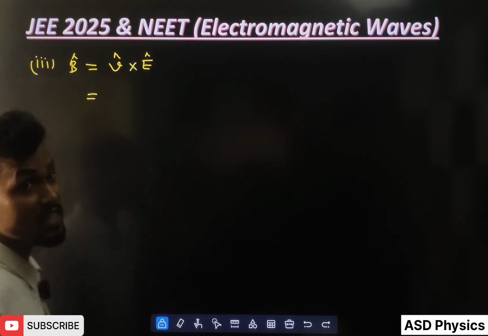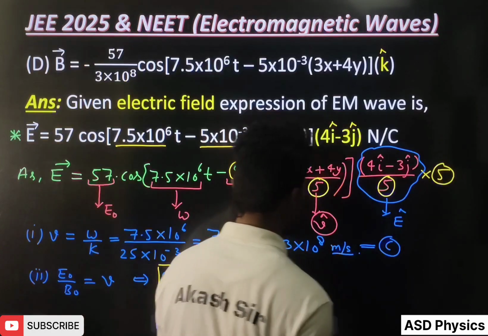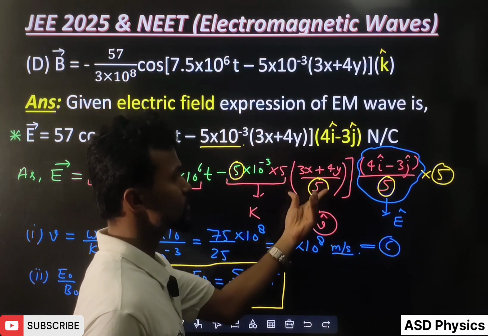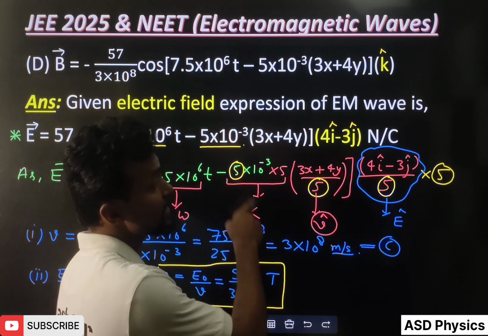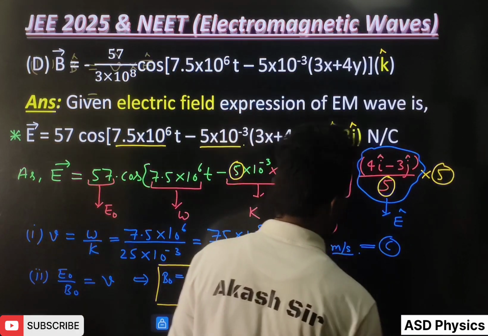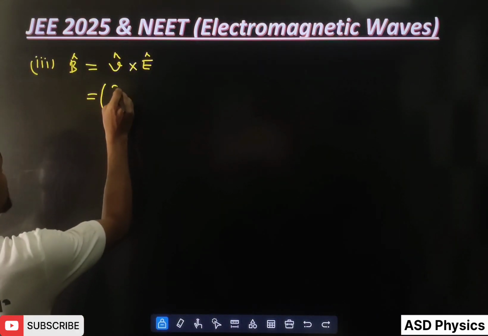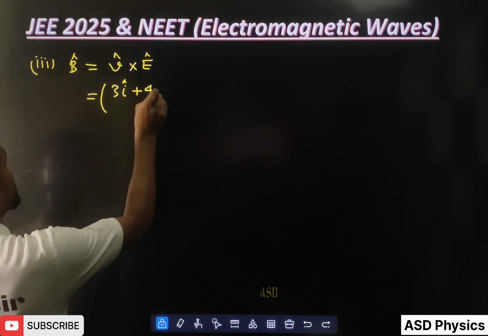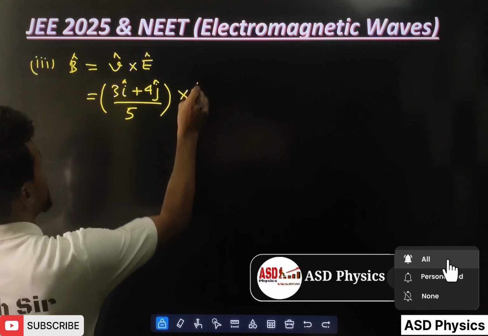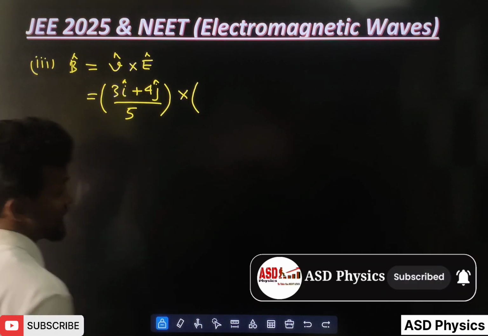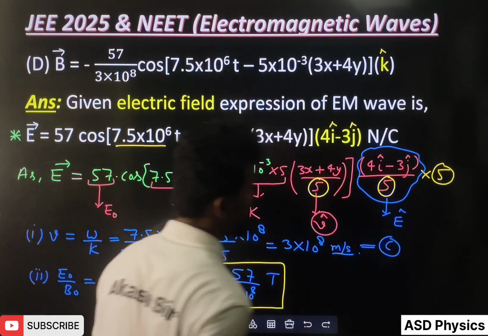Now students, what is the direction of V cap? See, the direction of V cap is 3x plus 4y by 5. This one I will write in unit vector form. That means 3i cap plus 4j cap by 5. What I am going to write here, students, is 3i cap plus 4j cap by 5, cross. Now, electric field in which direction? Can you see here? Electric field in which direction?